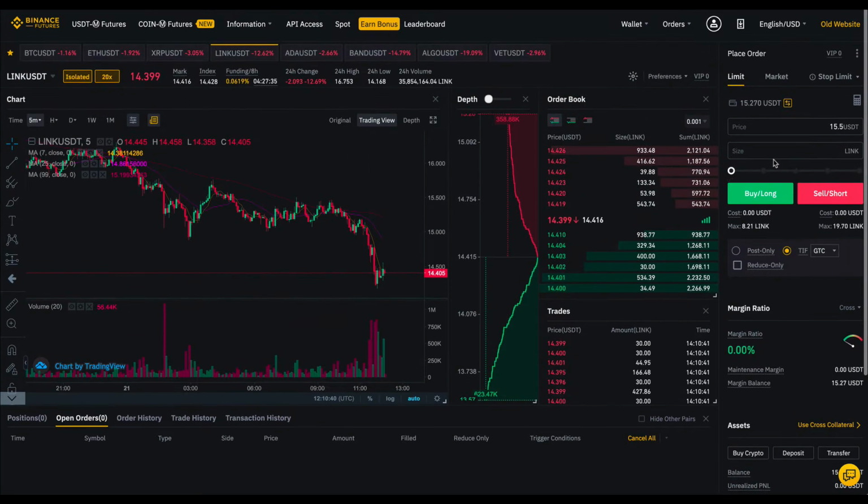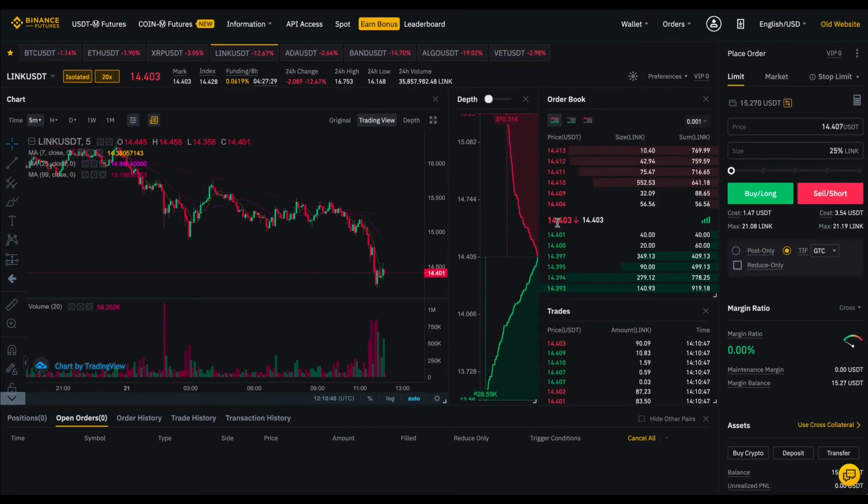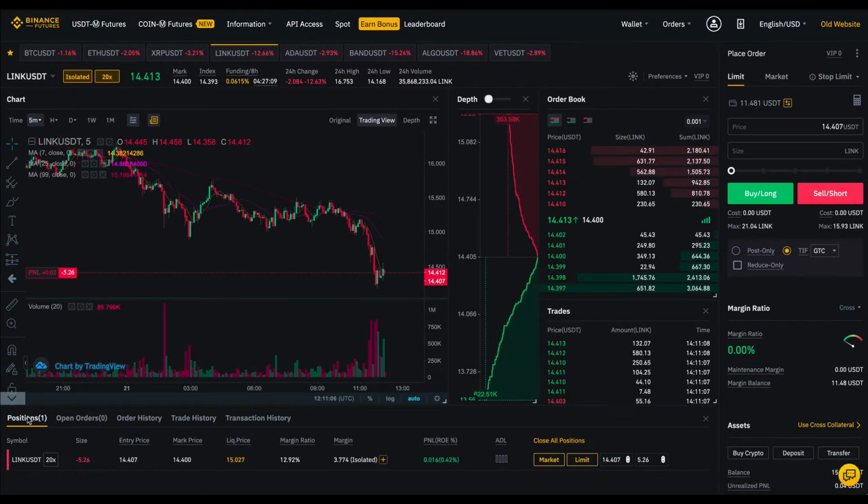So let's just redo this again. Let's go the opposite direction. So I want 25% at 14.2, and we'll sell. Let's see if that hits. Once it hits that price point, it will move into open position. In that case, it does.